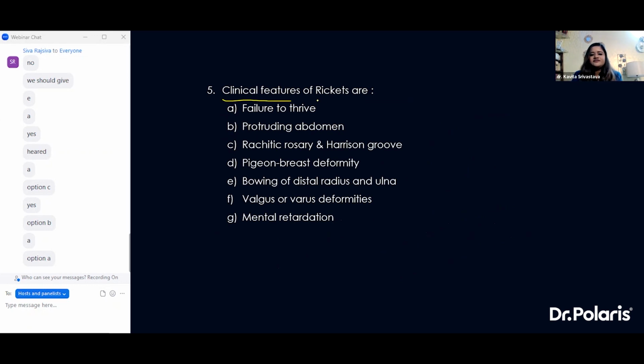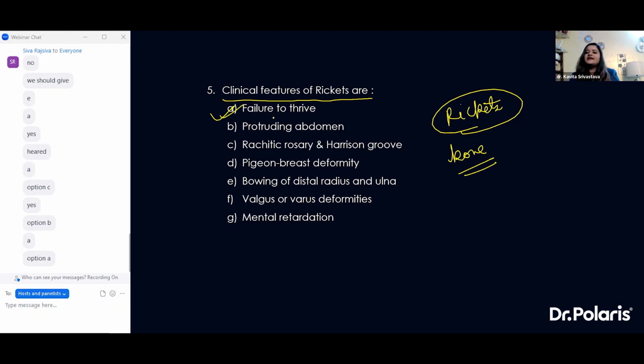Okay, next question. Clinical features of rickets are. So how does a child with rickets present? Very, very important topic. What are the clinical presentations of rickets? So rickets basically is a disorder of bone. Whenever vitamin D is low in the body, the child can have failure to thrive, definitely. Rickets classically presents with failure to thrive because the diet is not adequate, and the child is not gaining adequate height and weight. Protruding abdomen, a very important feature, and also they have a protruding skull. So these are very classical features of rickets.